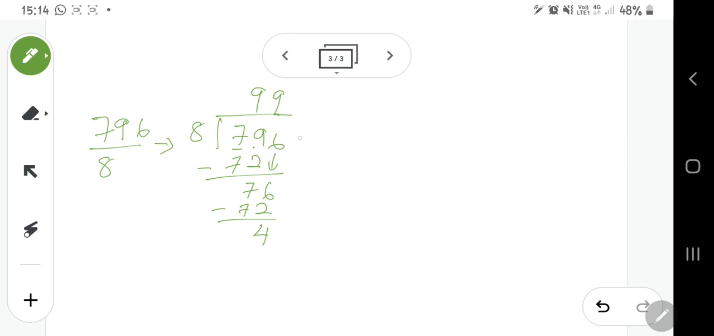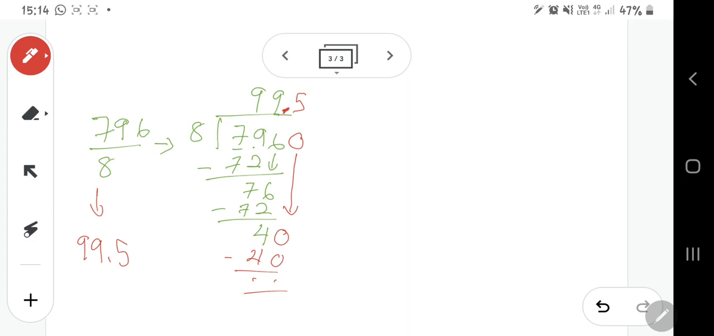Done. So you want a decimal. So you have to continue. Continue by putting an imaginary 0. You bring down, you get 0 there. Don't forget to put the decimal. Then 5 times 8 is 40. So minus, you get 0. So your answer to this fraction is 99.5.